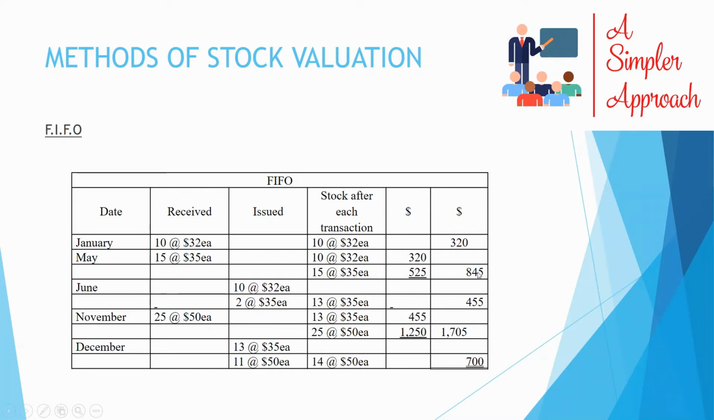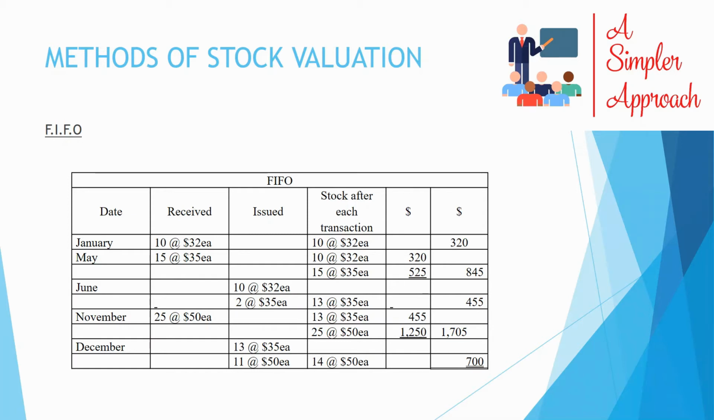845. How do we come by this? The 320 that was there from January, see it there? And the 525 that was just bought. Add these two together, you get 845. Okay? Cool. In June, we sold 12 units of stock.